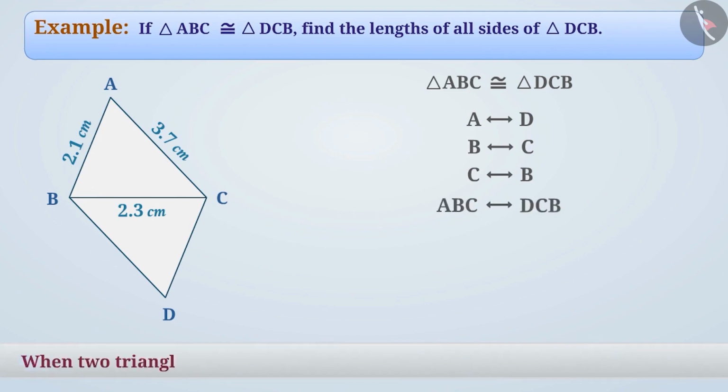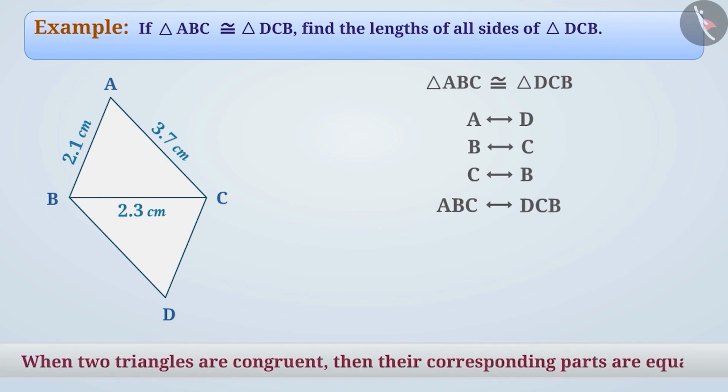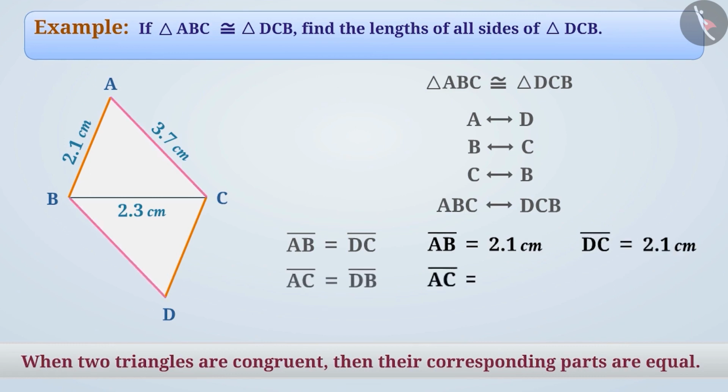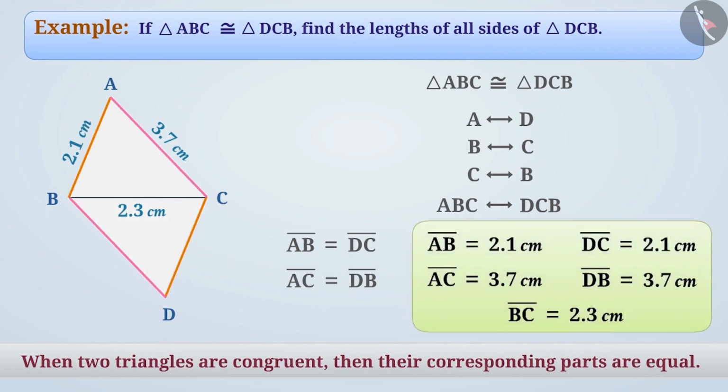When two triangles are congruent, then their corresponding parts are equal. Therefore, AB is equal to DC, and since the length of AB is 2.1 cm, DC will also have the same length as 2.1 cm. And AC is equal to DB, and AC is 3.7 cm in length, so the length of DB will also be 3.7 cm. With this, we are already given the length of BC, which is 2.3 cm. Thus, we have found the length of all sides of triangle DCB.